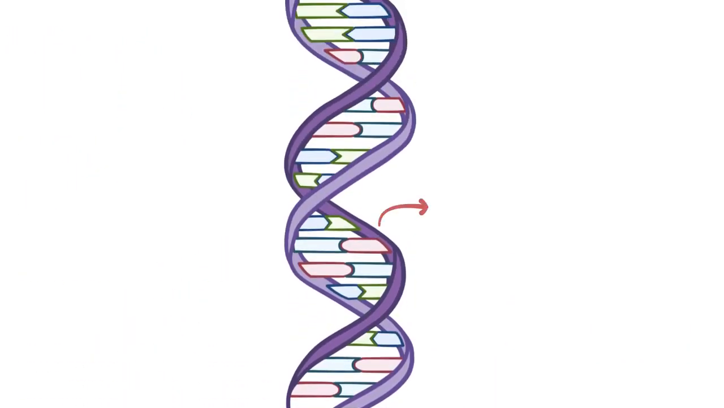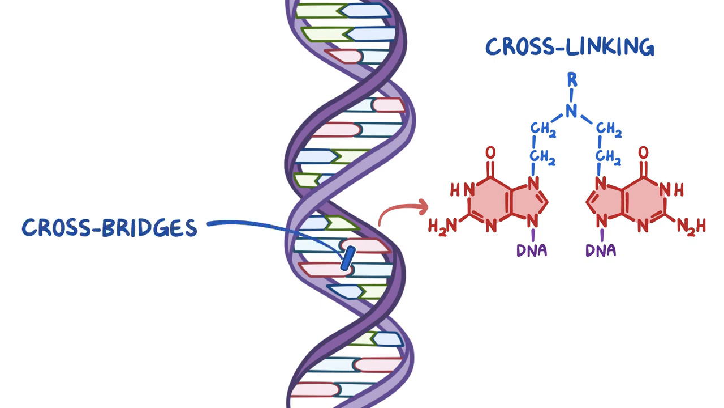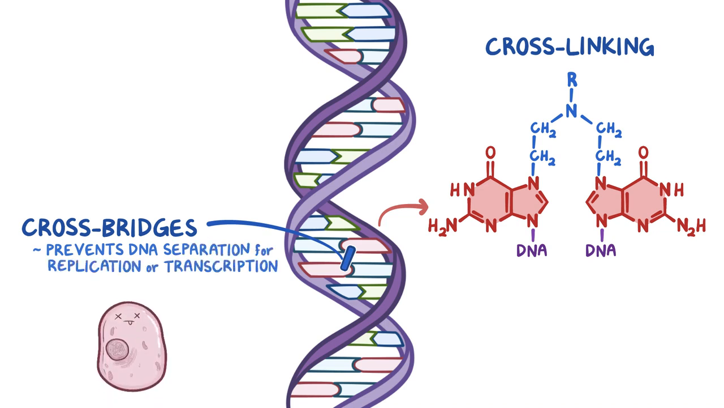Now, another mechanism by which alkylating agents cause DNA damage is the cross-linking of DNA. In this process, an alkylating agent has two DNA binding sites, causing two guanine bases to link together, forming a covalent bond and leading to the formation of cross bridges. Cross-linking prevents DNA from being separated for replication or transcription, again eventually resulting in cell death.